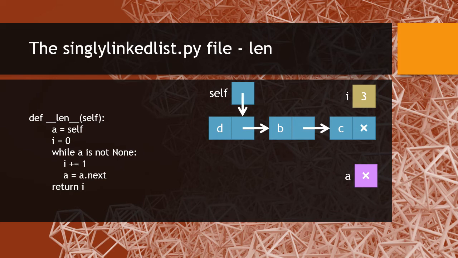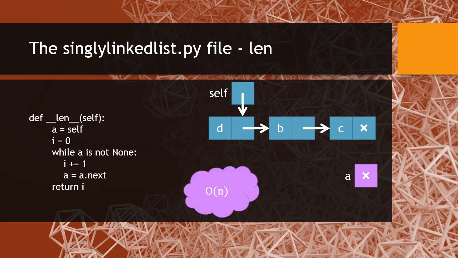Go back to the condition of the while. A is not none, but this is false now. What do? You return I. I is returned. How many iterations will we do for the while? As many as the number of nodes. Let the number of nodes be n. I can say that the time complexity is O(n).